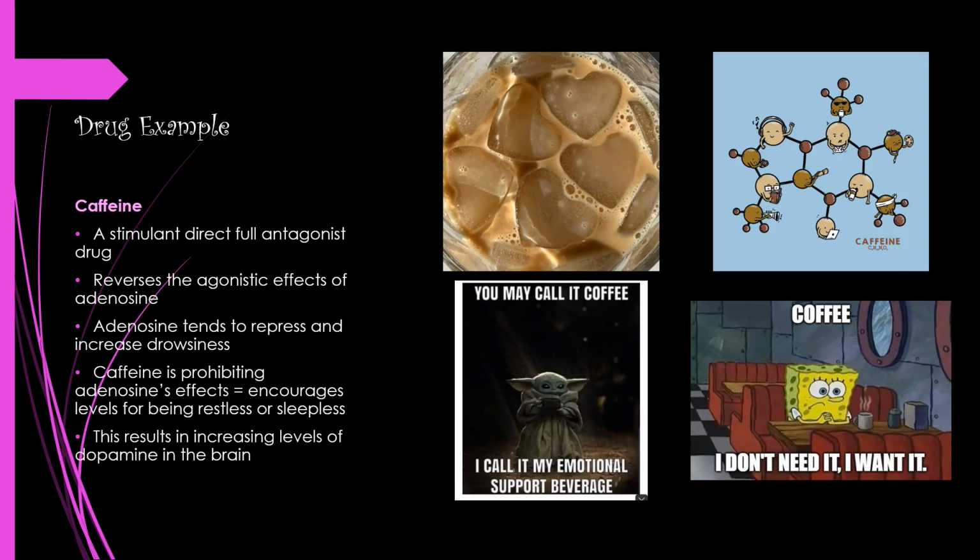Here we have an example. We have caffeine, which is my favorite. It's a stimulant, a direct full antagonist drug, and it reverses the agonistic effects of adenosine, which represses and increases drowsiness, but caffeine is trying to prohibit this. It prohibits adenosine's effects, which is why we will have higher levels of becoming wakeful, restless, and we get more energy, and this also results in increasing levels of dopamine in the brain.